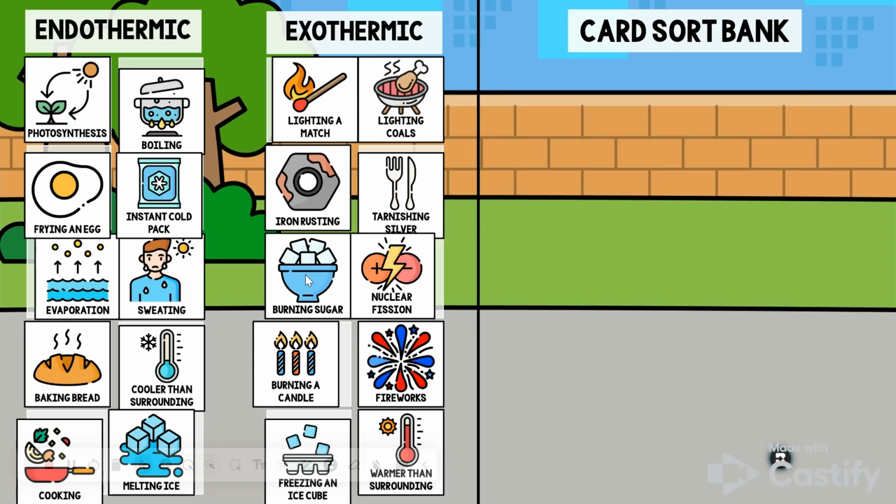Burning sugar, that's why our bodies are hot, right? As we take in sugar into our bloodstream, it goes to our cells, we do cellular respiration, and that sugar is broken down into cellular energy that gives off heat. That's why we have an internal temperature of about 100 degrees.